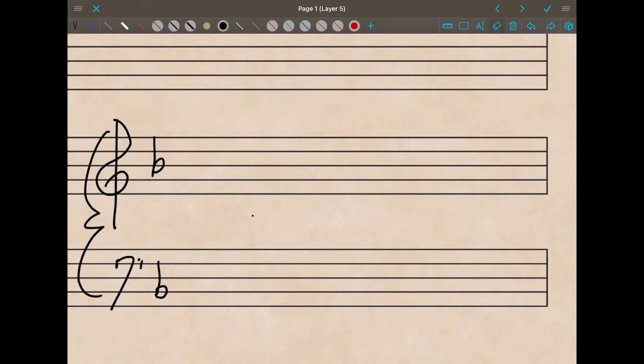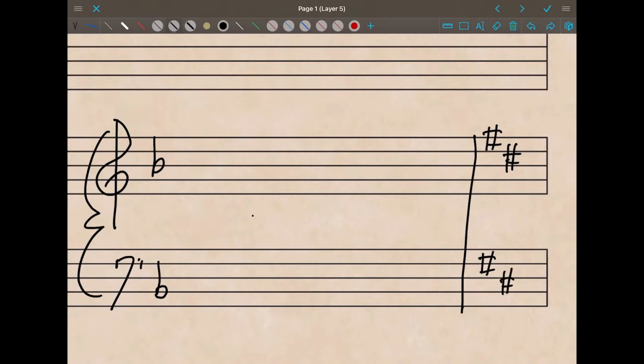With sharps, it's 1/2 step above the last sharp. All right, so let's just do 1 sharp. 1/2 step above F sharp is G, okay? 1/2 step above the last sharp, in this case C sharp, is D, and that is the key of D.